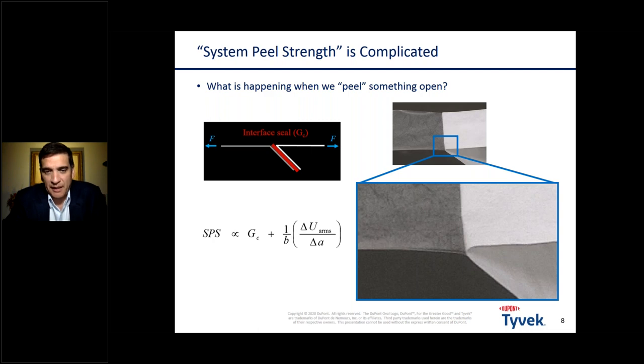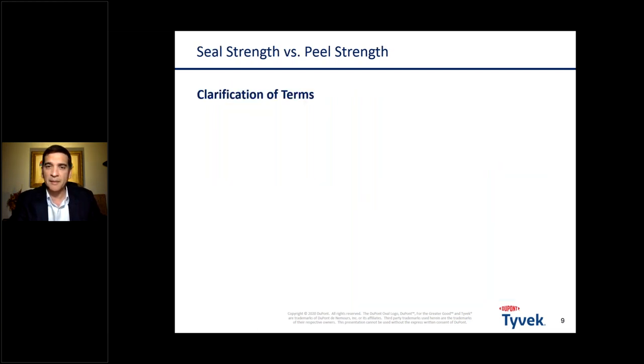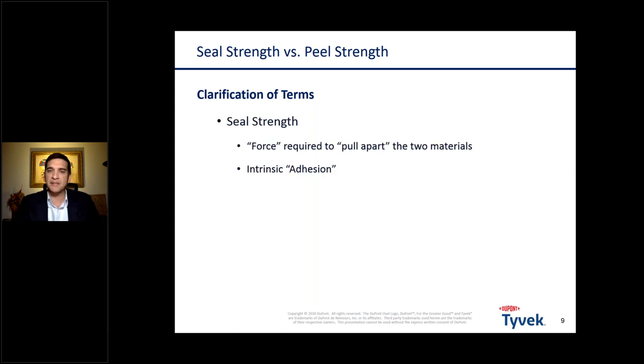In the system PEEL strength, it's actually very, very complicated what's happening at the point where I am just starting to initiate that seal opening, and I'm starting to peel this open. So we came up with a mathematical formula that I'm going to get into a little later in terms of trying to quantify what's going on. But before we start all that, I want to clarify two terms that we're going to use. The literature out there, F88, does not clarify it. Most people use these terms interchangeably, but I want to be deliberate about using them in a very specific way. First, seal strength.